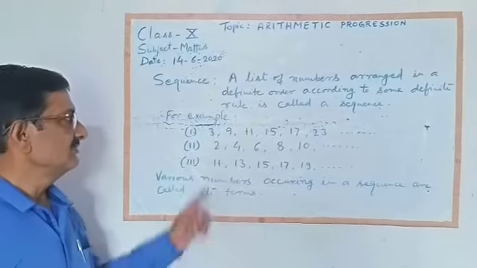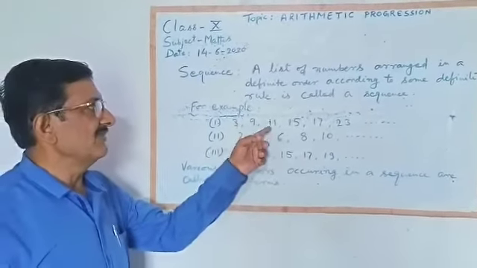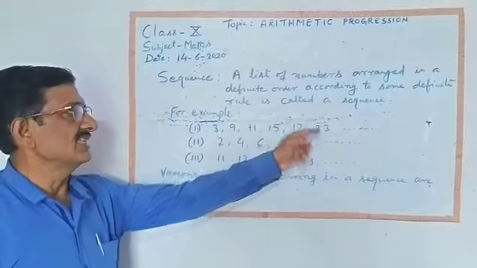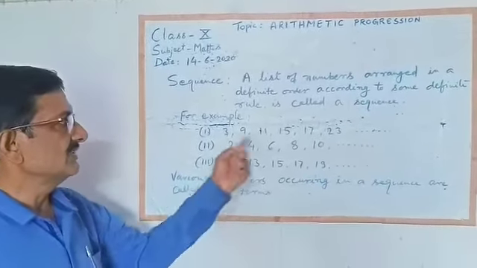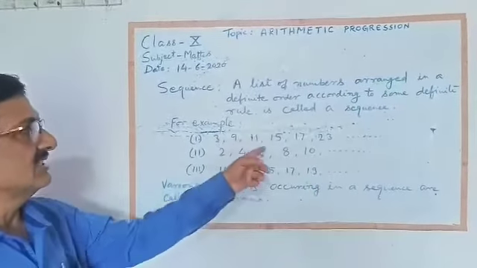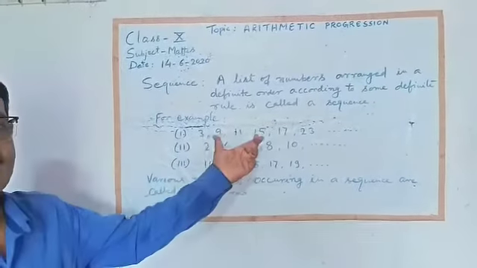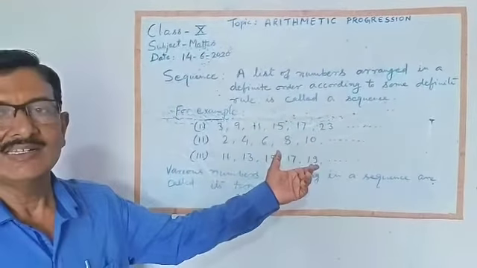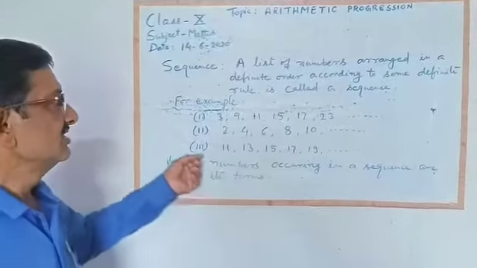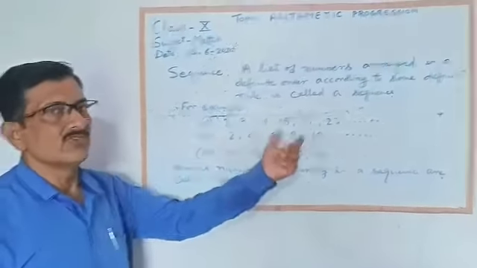For example, 3, 9, 11, 15, 17, 23. What are we observing here? All the numbers are in ascending order. The given set of numbers is in ascending order, so this is also a sequence.